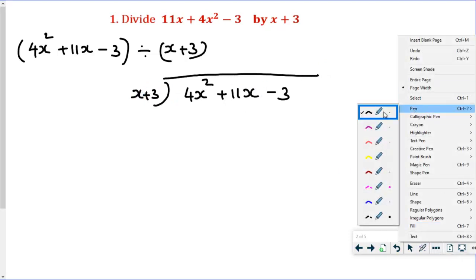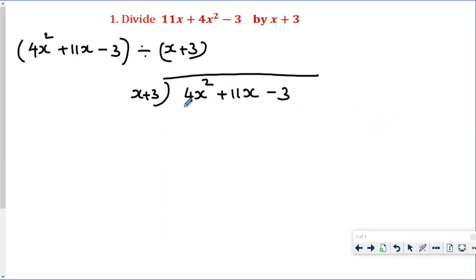Now you have to take the first term of the dividend and divisor, that is 4x square and x. Then you have to divide 4x square by x. If you divide 4x square by x, we know that 4x power 2 minus 1 is equal to 4x. So the answer is 4x. That is the first term of the quotient.